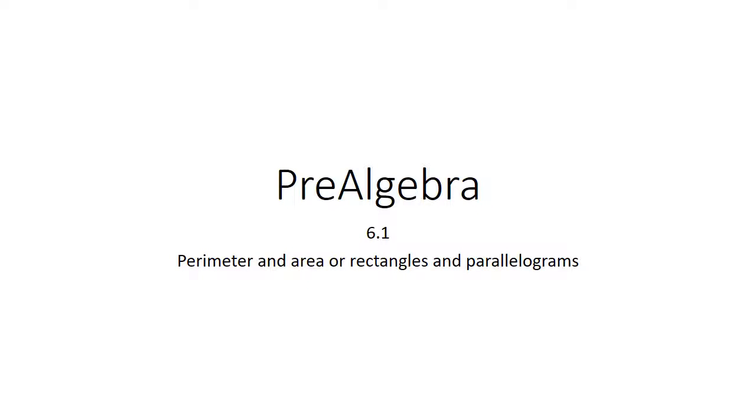Right, this is video 6.1. We are starting a new chapter in our pre-algebra, kind of still in geometry a little bit. We're going to be looking, rather than at angles and shapes, at perimeters and areas.